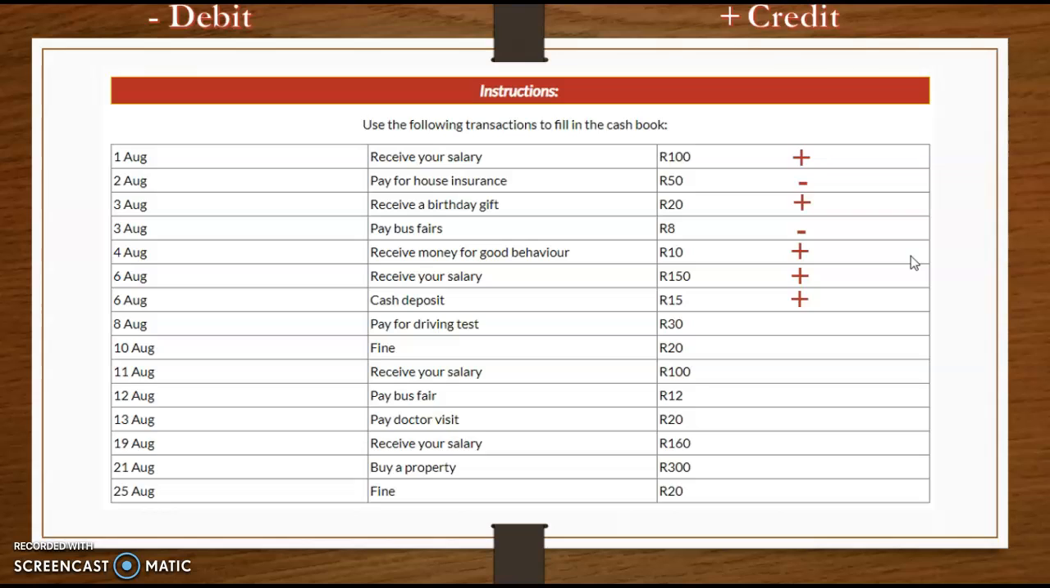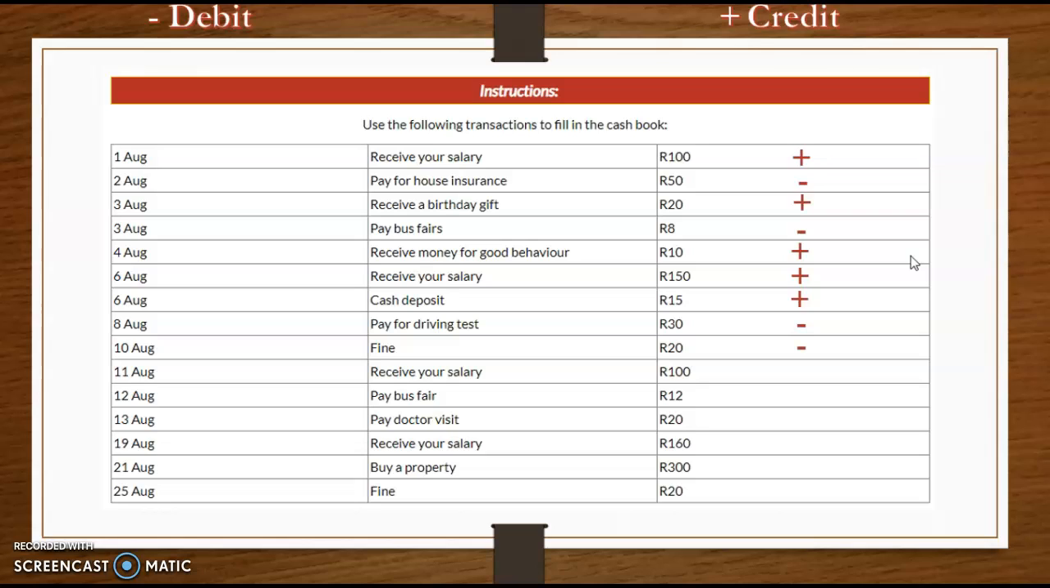The 8th of August, you pay for your driving test. So the word that gives it away over there would be pay, and that's 30 Rand, and that will be a debit. On the 10th of August, you got a fine. Fine is unfortunately something you have to pay, and that's 20 Rand, and that would be a debit.